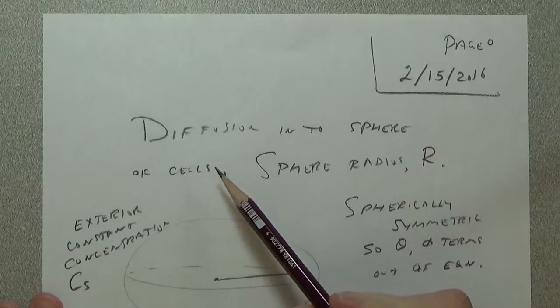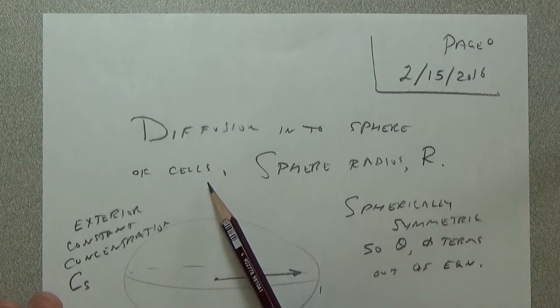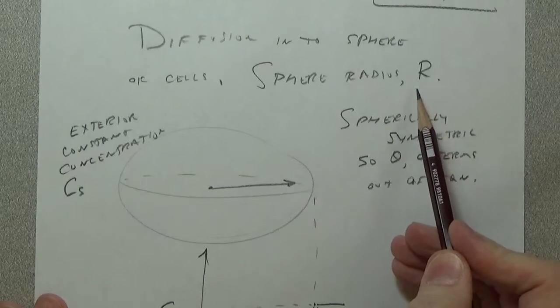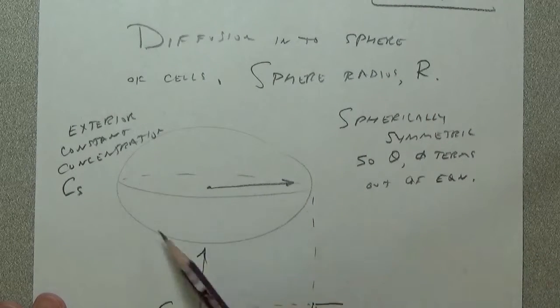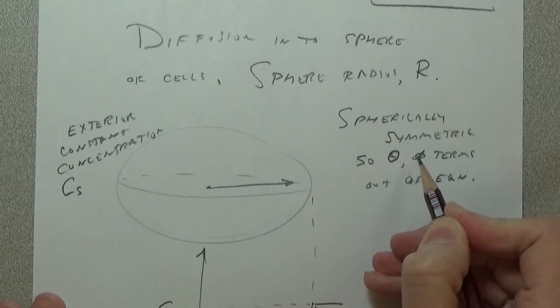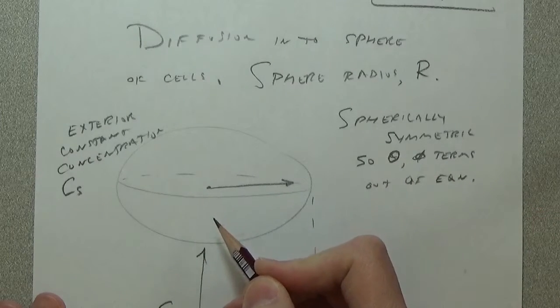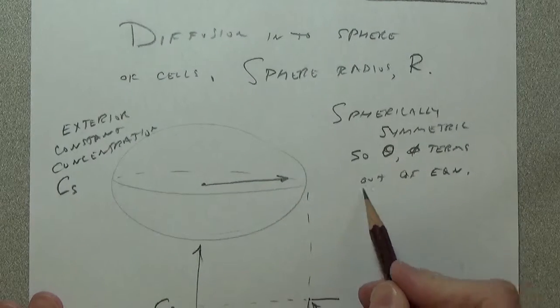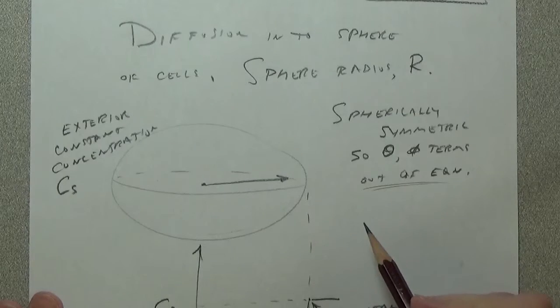So the problem is going to be diffusion into a sphere of cells, and that sphere of cells is going to be size r, or have a radius of r. It's going to be spherically symmetric, so whenever we start writing these out and we have the theta and phi terms, the radial components, they're all the same, so the derivatives are going to go to 0, and that makes it nice because it gets rid of a variable.